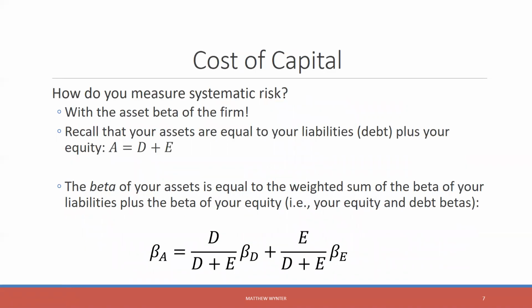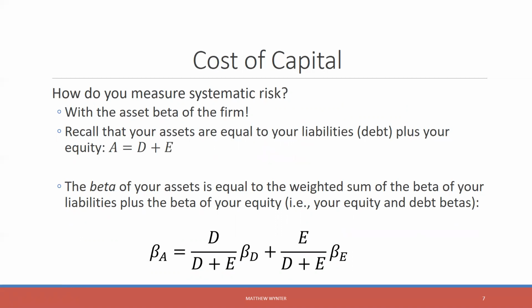How do we measure systematic risk? Well, you use the asset beta of the firm. Recall that your assets are equal to your liabilities, your debt, plus your equity. The beta of your assets is equal to the weighted sum of the beta of your liabilities plus the beta of your equity.